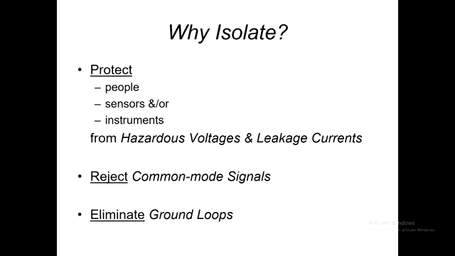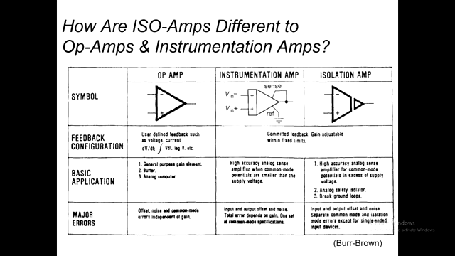Okay, so why do we isolate? As I said, it's protection of people and the equipment from hazardous voltages or leakages, and the byproduct is that we get another form of common mode rejection out of this. It's actually called isolation mode, but it gives us the same, or a very similar sort of result. And one of the other upsides is that we can eliminate those ground loops, and I'll come back to that in a moment. So once again, the symbology.